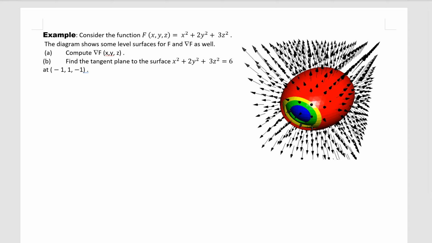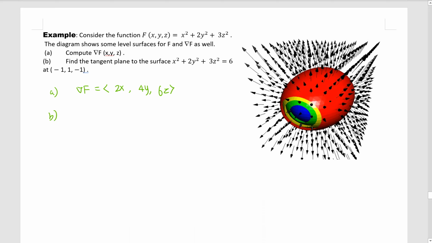Next, consider the function. The diagram shows some level surface for f and the gradient field as well. Compute the gradient field. Okay, so what's the gradient? Partial f partial x. Derivative of x squared is 2x. No x anymore. Derivative with respect to y is 4y. Derivative with respect to z is 6z. Okay, that is part A. Kind of easy, right?